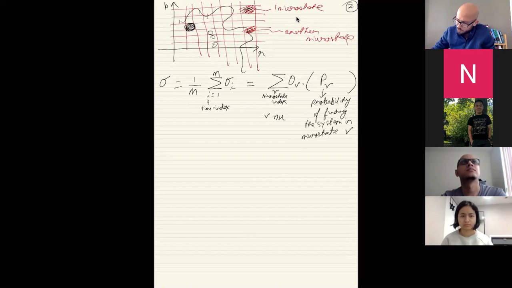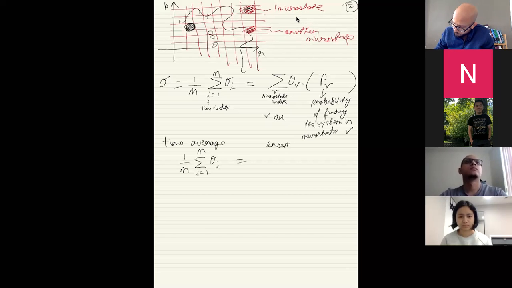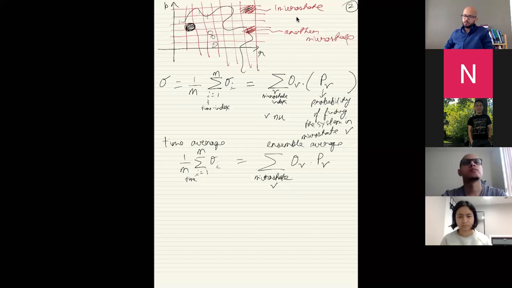So we have just stated our ergodic hypothesis, which says that time average, 1 by m, sum over i equal to 1 to m of O_i, is equal to the ensemble average. Here we have indexed over time. In the ensemble average, we have completely removed the concept of time. We are talking about microstate nu, and we say the observable in that microstate multiplied by the probability of finding that microstate. So this is the ergodic hypothesis.